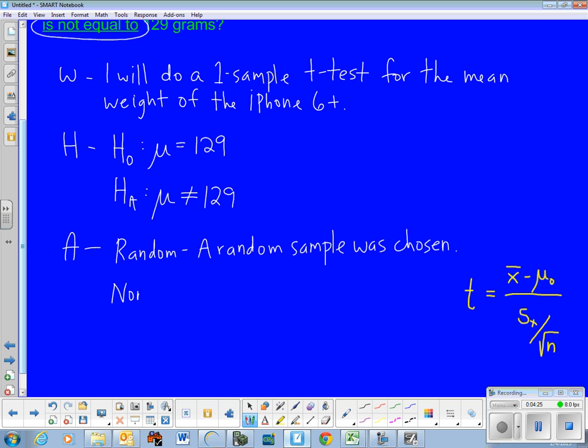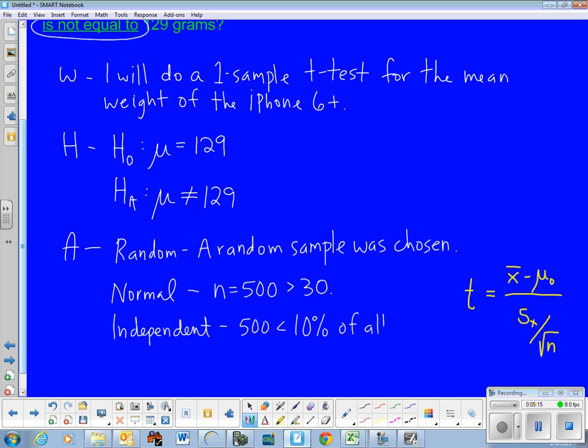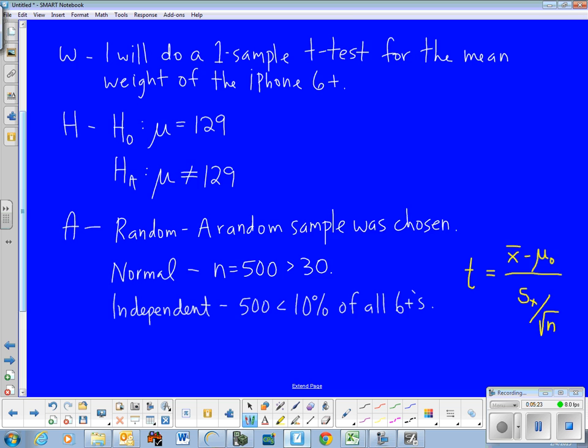Normal. Is the weight of iPhones normally distributed? Or do I care? Well, in this case, I do not care. N equals 500, which is greater than 30. So my sampling distribution is normal, so my normal condition is met. Independent. The condition is that one iPhone is independent of the next. The weight of one does not affect the weight of the next. The way that I check to see that that's going on is I don't sample too much of the population. So 500 is less than 10% of all 6 Pluses. So random, normal, and independent. We've been using these conditions for a while, so there they are.